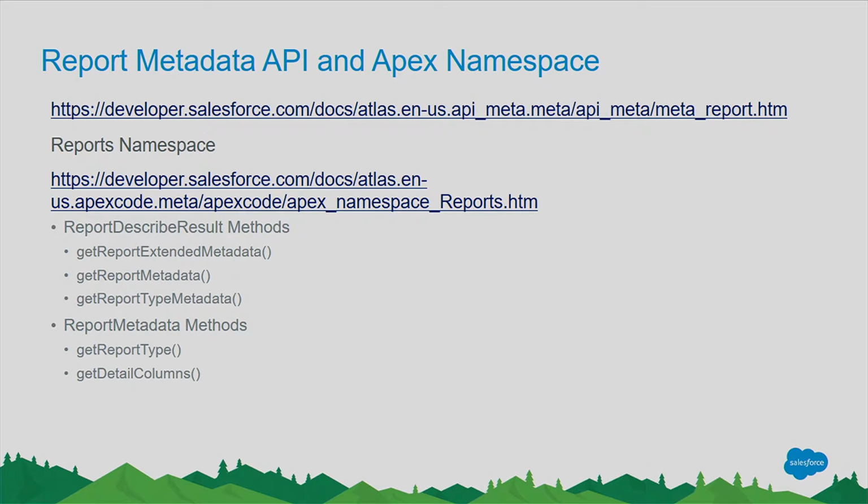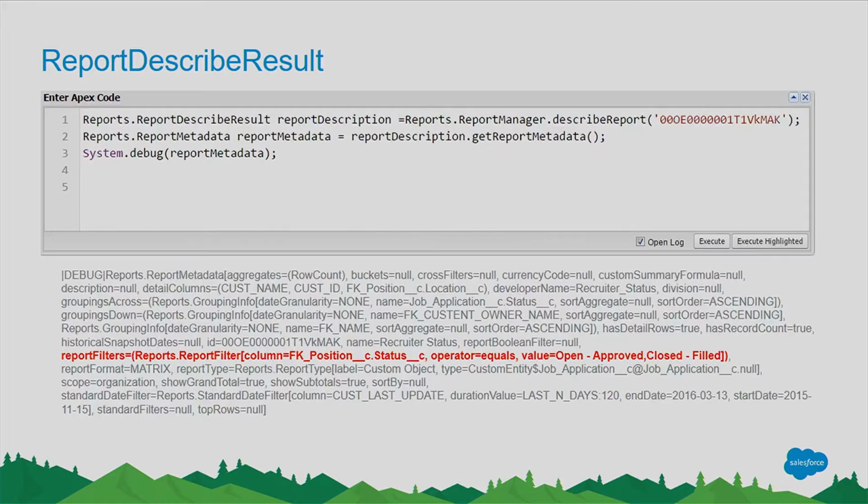So that's the report describe result object. I've included a snippet of code that I executed in the developer console, and this is what prints out when we execute this. Basically, we are passing a report ID into this describe report method. It's going to return a report describe result object. And then we can use this get report metadata method to get all of the metadata about the report, and that's printed out here below.